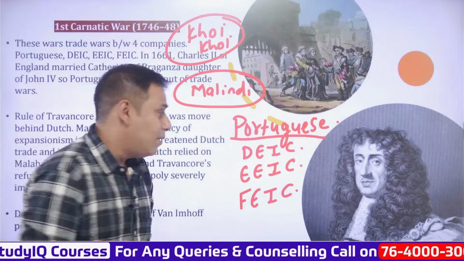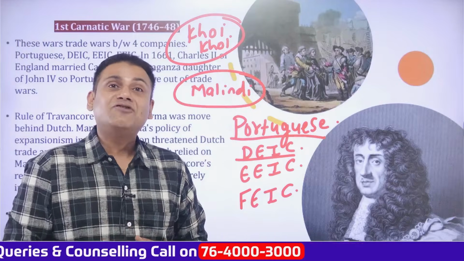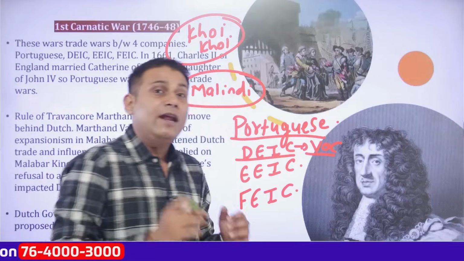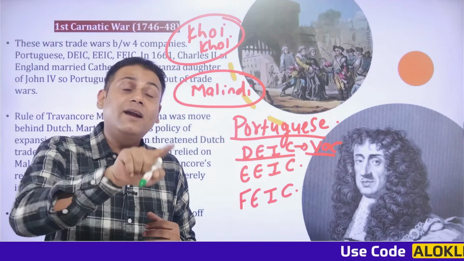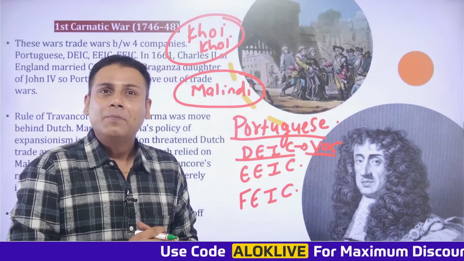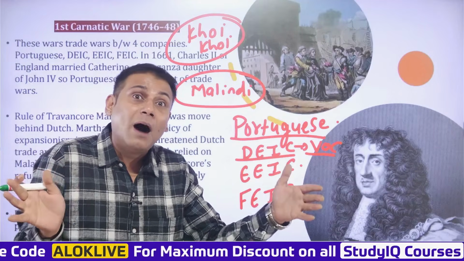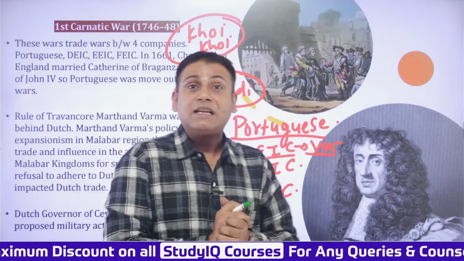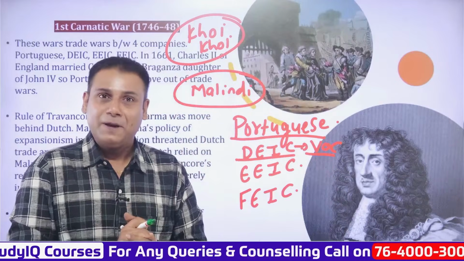But after some time, the Dutch East India Company came to India. My friends, the Dutch East India Company is also referred to as VOC, Verenigde Oost-Indische Compagnie. It is also referred to as the United East India Company. Now, why is it called the United East India Company? Because it is said that the Dutch East India Company was formed by amalgamation of 6 different companies. So, 6 different companies together formed a company which was referred to as the Dutch East India Company.